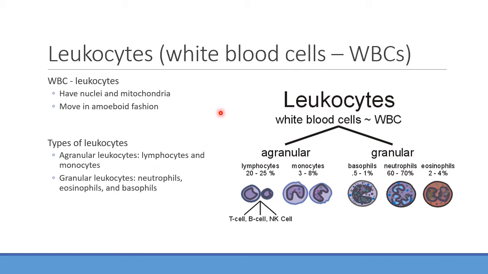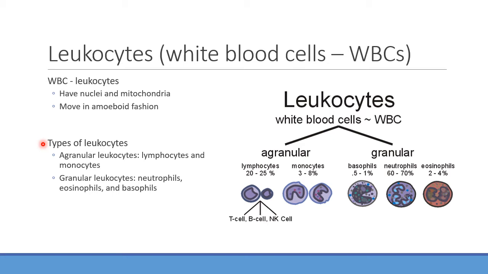Next we have our leukocytes, or white blood cells. So again, these do have nuclei. They do have mitochondria, so they're fully functional cells as opposed to red blood cells. They typically move in an amoeboid sort of fashion. And so you can divvy these up into the granulocytes and the agranulocytes, or granular and agranular white blood cells.